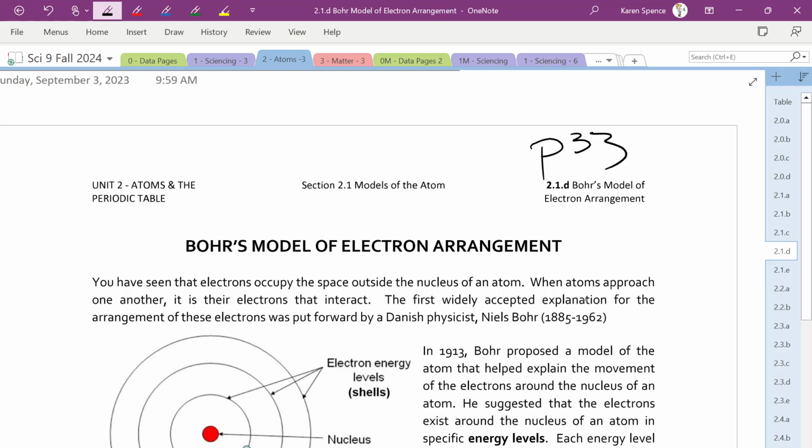So when we get to the Bohr model, we get to a model which is pretty darn useful.